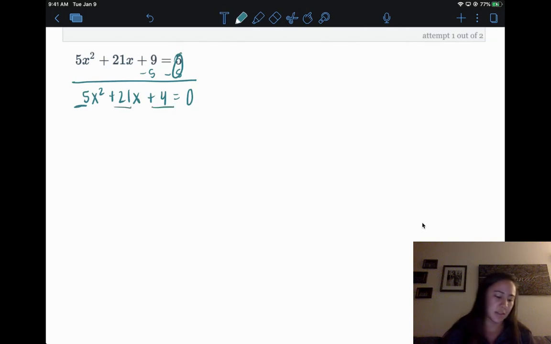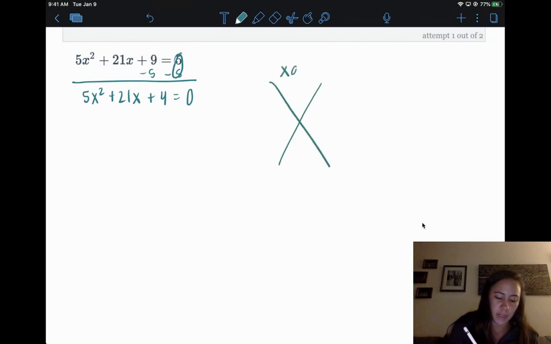Not in this case. So, since I cannot, I have to use our factoring method of what multiplies to a times c but adds up to b. So we're going to end up factoring by grouping. So a times c, that's 5 and 4. 5 times 4 is 20. So it multiplies to 20, but adds up to 21.